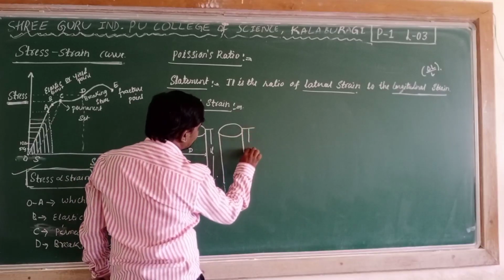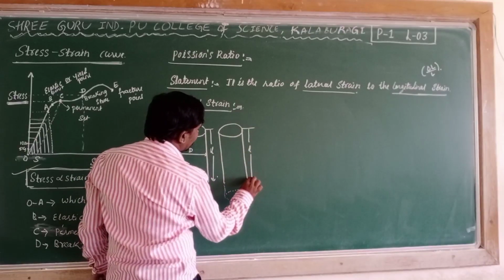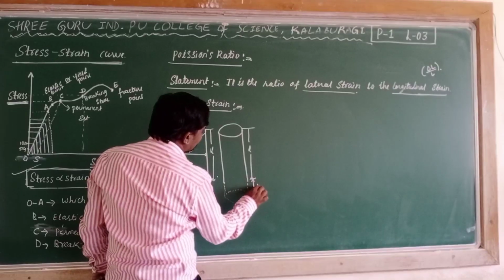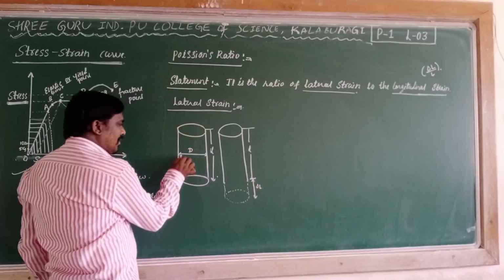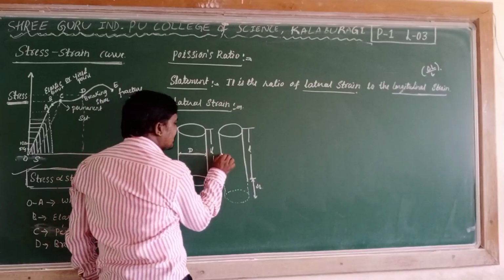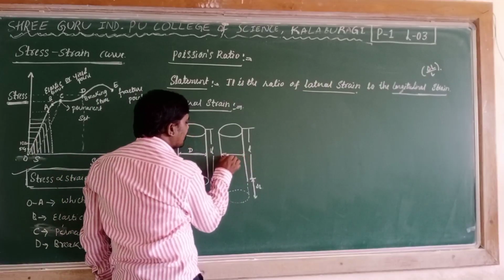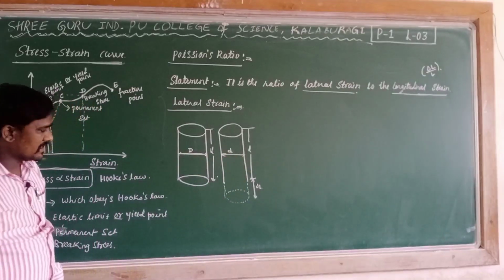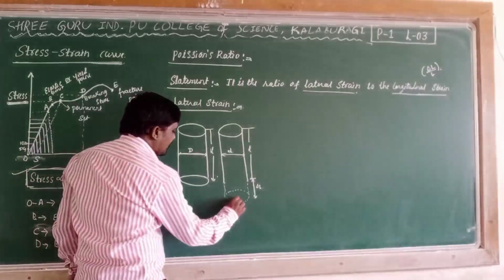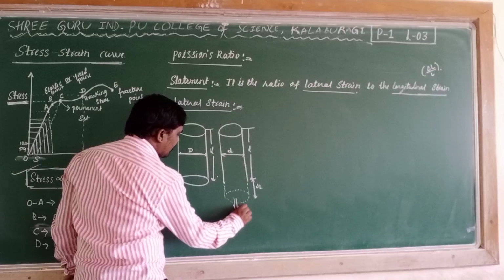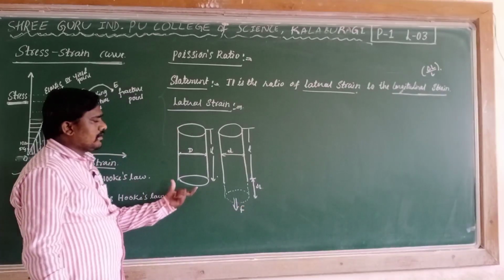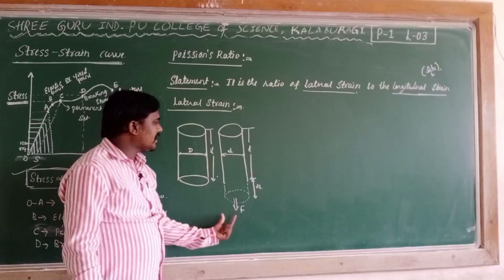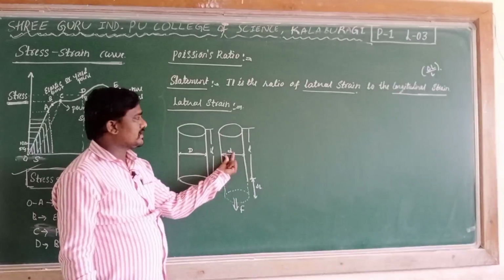This is our initial length, and this increase is what we call the change in length. But as compared to this, the diameter is going to decrease. As length increases, diameter decreases. Why does this diameter go on decreasing? Here we applied a force. Because of this force, the length increases and the diameter decreases.